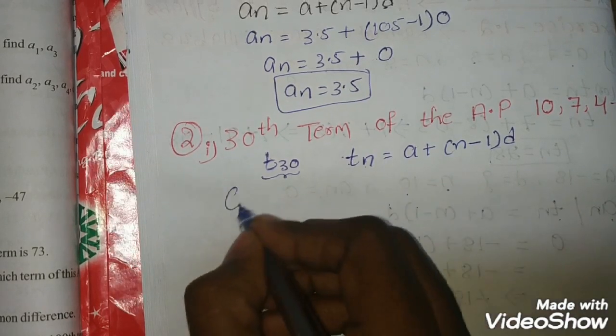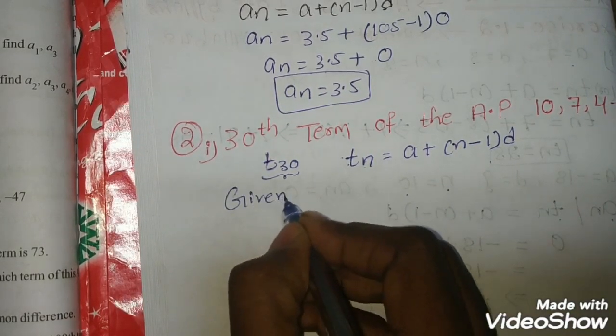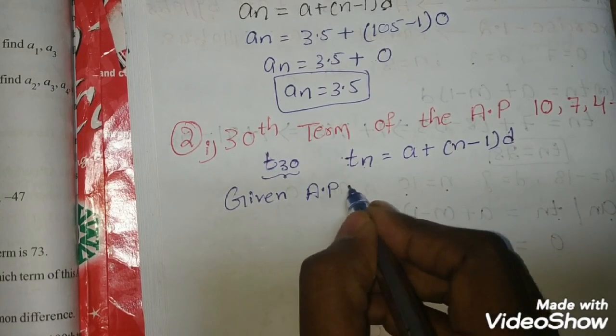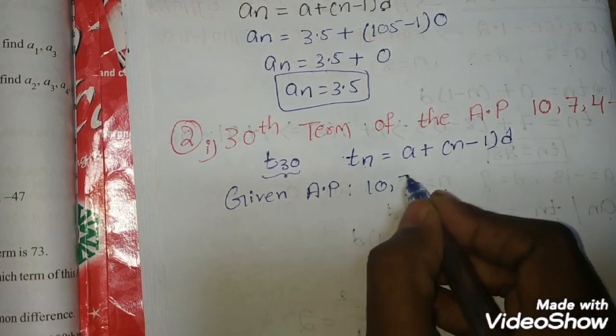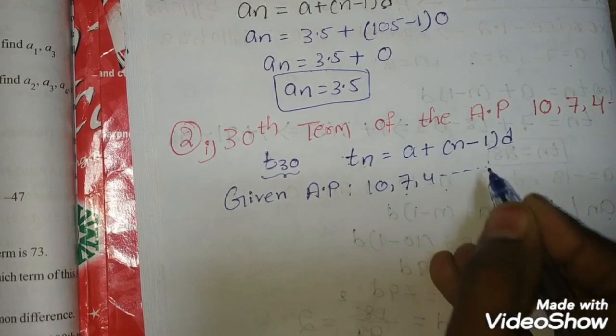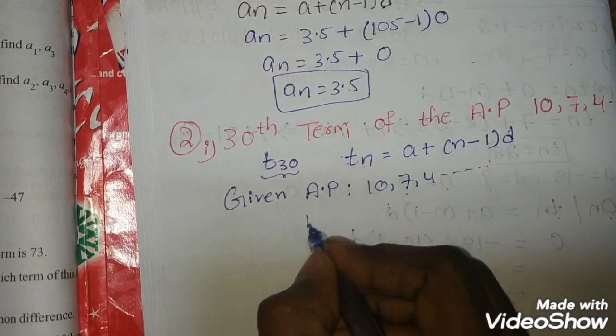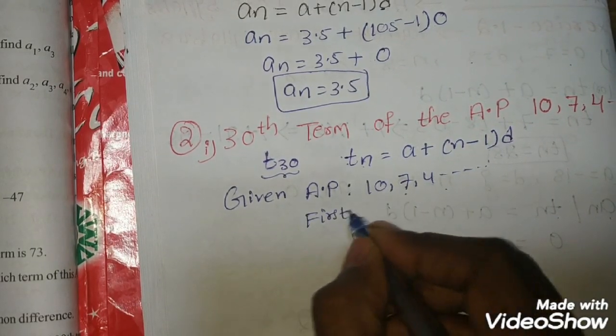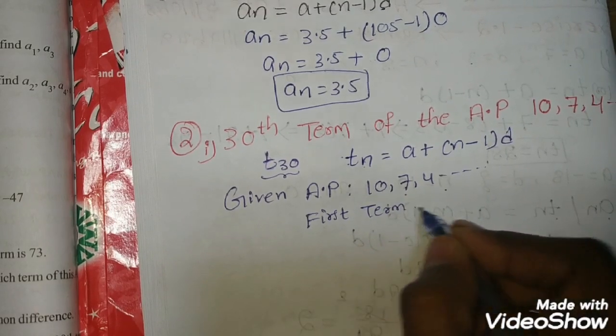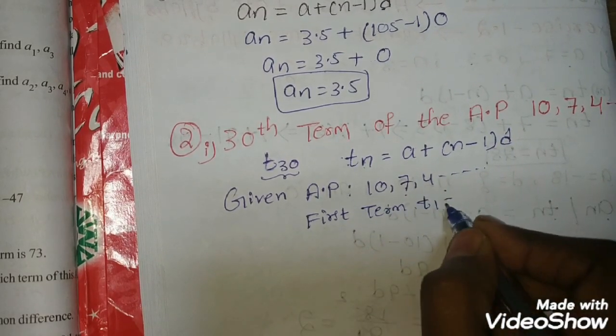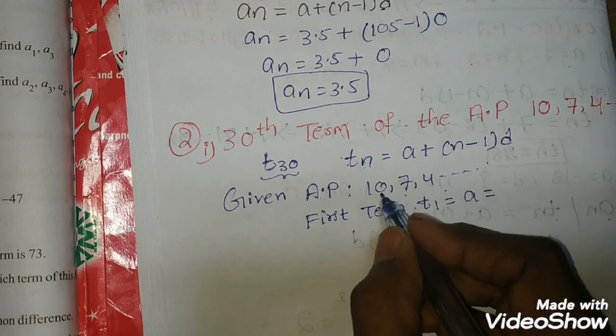Okay. So what are they given? Given AP, given arithmetic progression, that is 10, 7, 4 and so on. What is the first term here? First term, that is term 1, is equal to a, is equal to what?